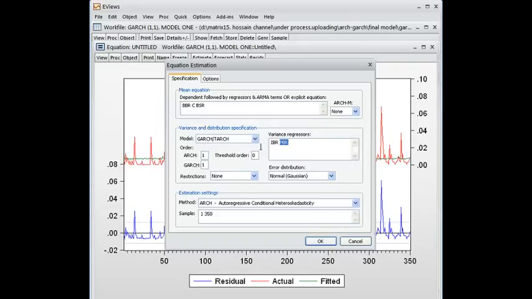So now we can run the model, the mean equation and variance equation. The mean equation is actually equation number 1.1 from the previous video, and the variance equation is actually equation number 1.2 from the previous slide. Okay, I press OK.